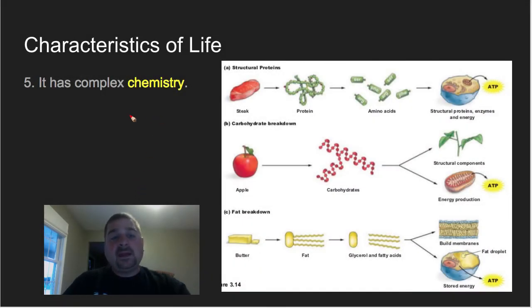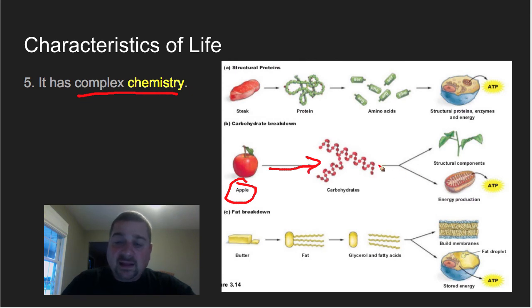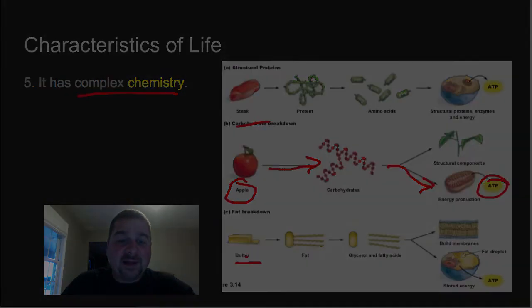Characteristic number 5 is that it has complex chemistry. We'll get into this a little bit next chapter, but you'll notice that you are made up of little molecules. I like this picture because it's something simple, like, I'm going to eat an apple. That provides carbohydrates. Carbohydrates are going to be used for energy, for ATP in the mitochondria, to power you. Maybe the lady in the last slide ate an apple to provide energy when she was running. Fats, steaks, and proteins are for building muscles. All of this is the complex chemistry in our body.